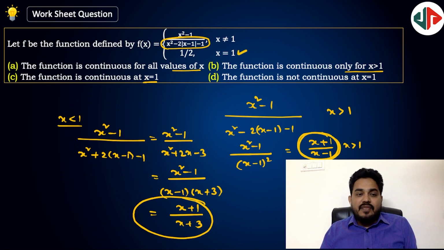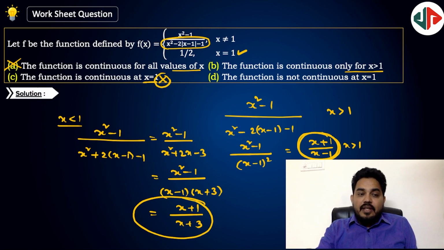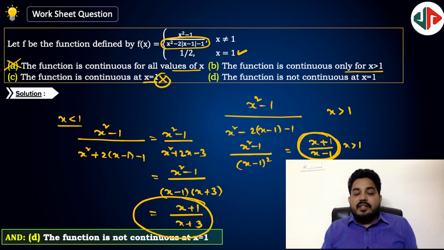Function is continuous for all x? No, because at x is equal to 1, this value is 1 by 2, but at 1 plus the value of the function is not defined, going to some infinity. Function is continuous only for x greater than 1. Function is continuous, this one is also wrong. So the function is not continuous at x is equal to 1. So I'll take the answer as D. So this is not continuous at x is equal to 1.